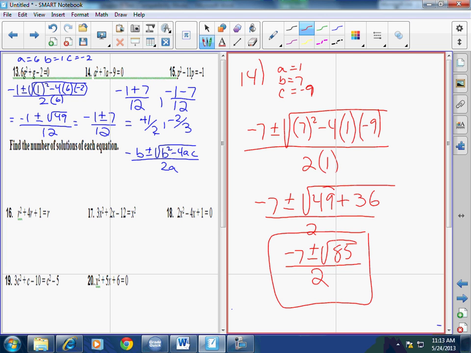You can't square root the 49 and the 36 because there's a sum there. You have to wait till you have one answer.